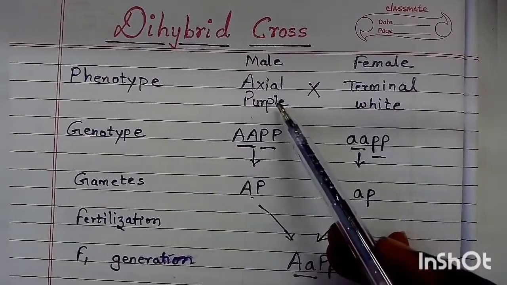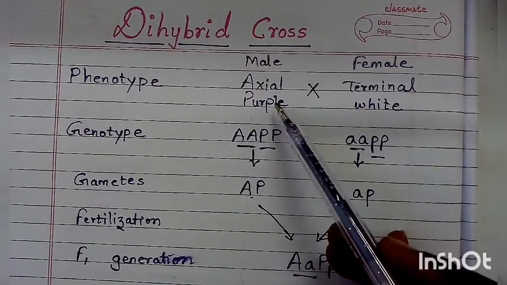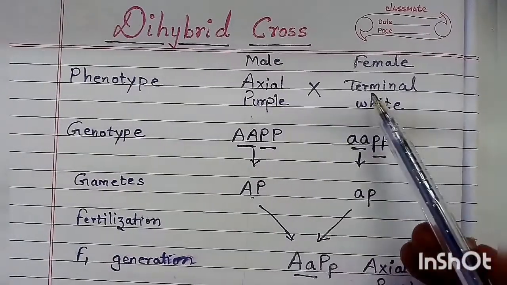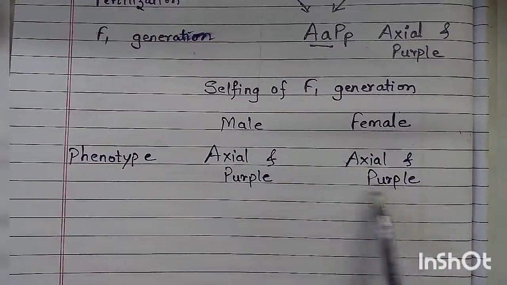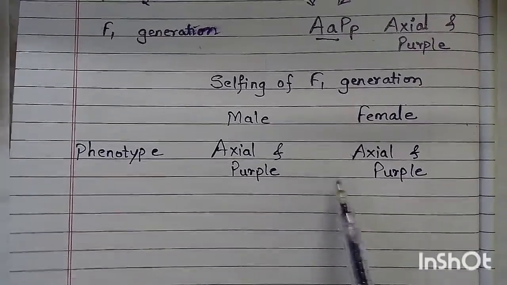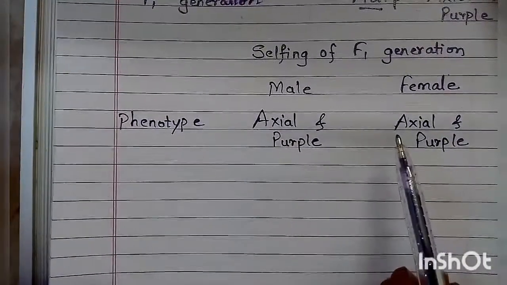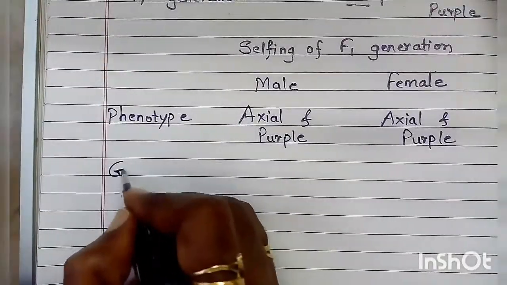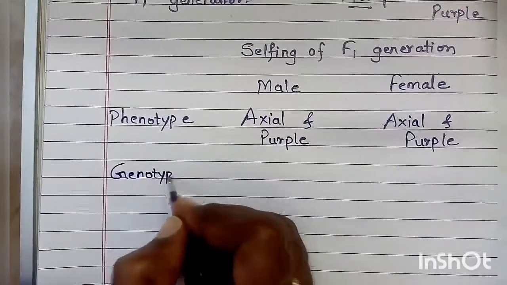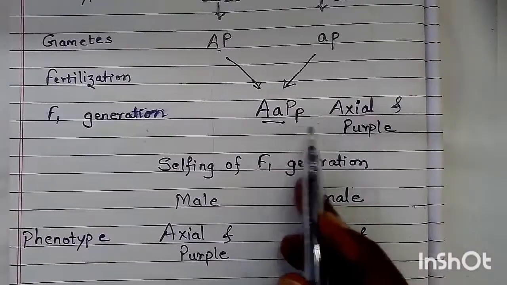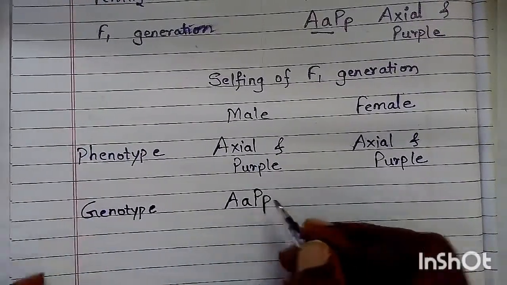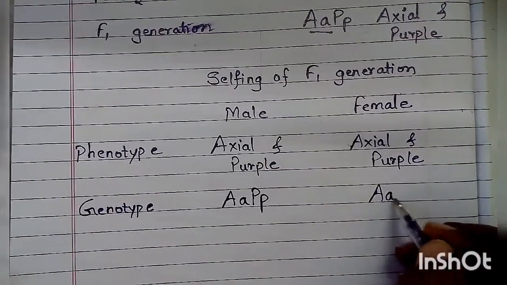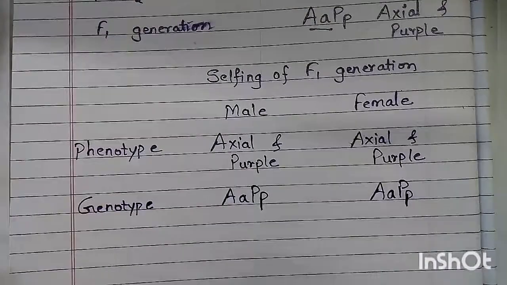See, in the first parental generation, the parents were axial purple crossed with terminal and white, whereas in the second parental generation, both the parents are the same, axial and purple only. So this is the phenotype of the second parental generation. Their genotype is, you just have to copy it from here. What is the genotype for axial and purple in the F1 generation? It is capital A small a, capital P small p, and here also it will be capital A small a, capital P small p.